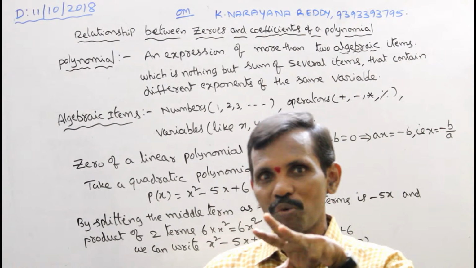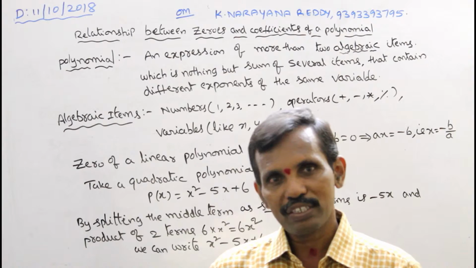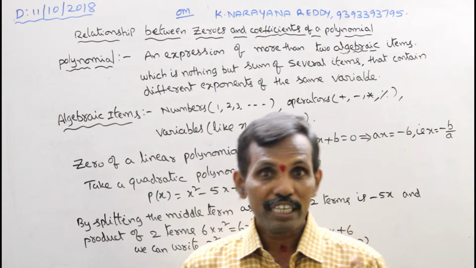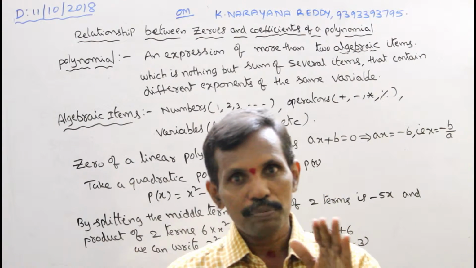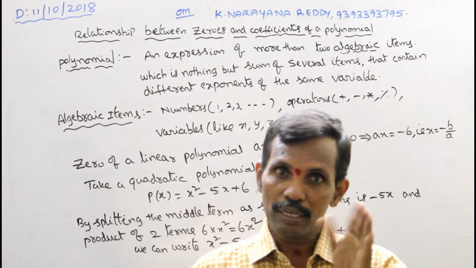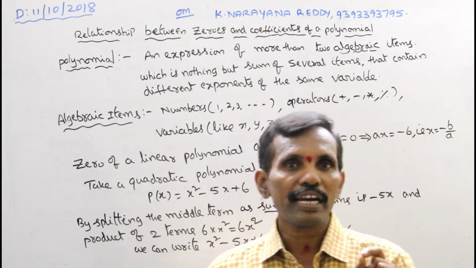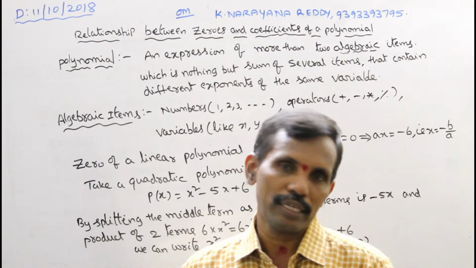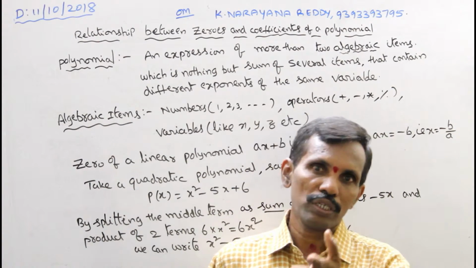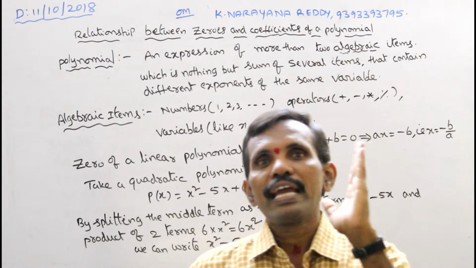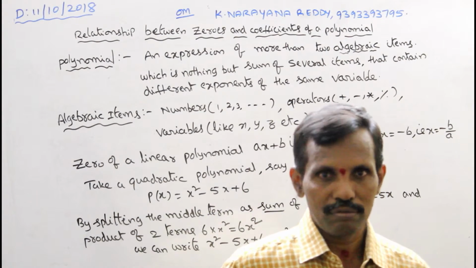Quadratic expression and quadratic polynomial. See here: ax square plus bx plus c equal to 0 is a quadratic equation. Quadratic expression: ax square plus bx plus c. Polynomial: ax square plus bx plus c is a polynomial as well as an expression, but there is a condition: in a polynomial the minimum number of algebraic items is 2, more than 2 is also possible, but the minimum is necessarily 2. And in an expression the minimum is 1, more than 1 is also possible. I will tell in future classes what the difference is and how to solve these equations.